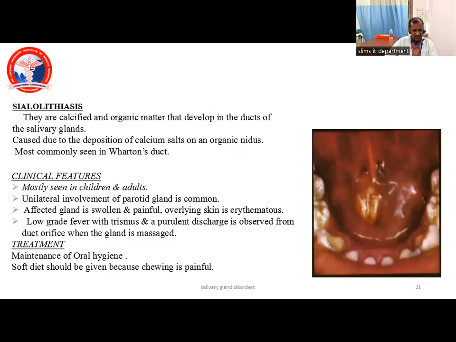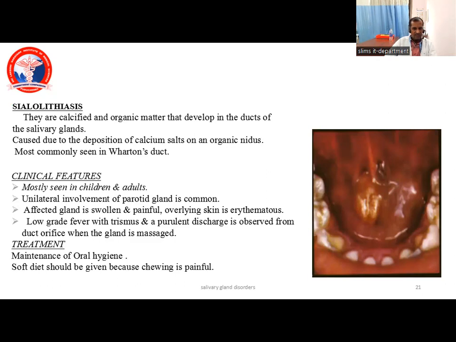Now, the next part is sialolithiasis. These are calcified organic matter that develops in the ducts of the salivary glands, caused by deposition of calcium salts on a nidus, most commonly seen in Wharton's duct. Wharton's duct is the duct of your submandibular salivary gland. Most commonly, the sialolith is associated with Wharton's duct.